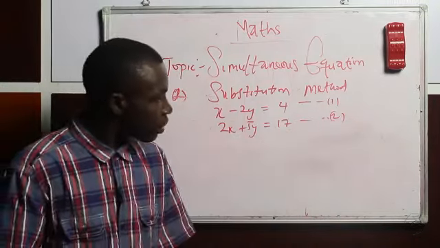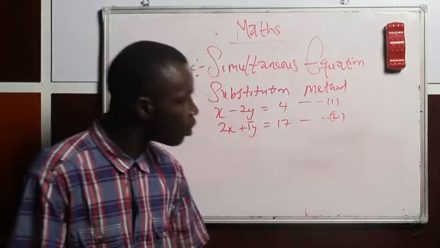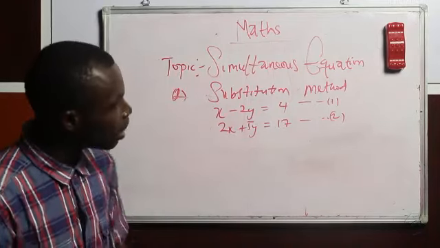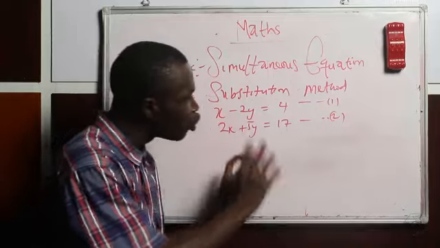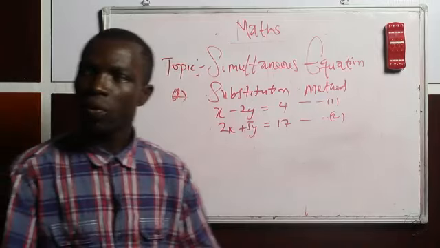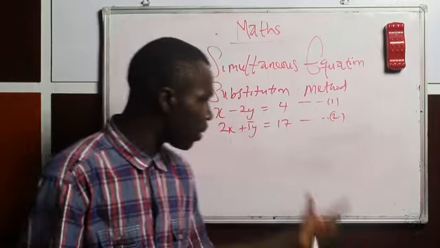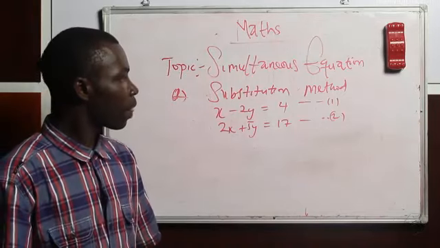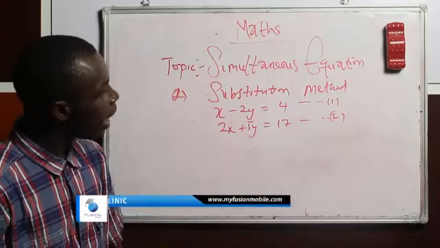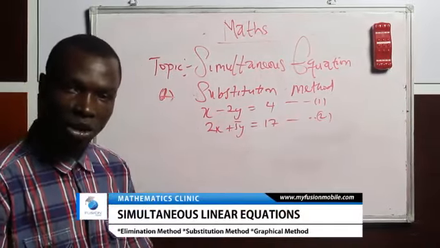This satisfies a simultaneous equation because simultaneous equations involve two linear equations with unknown variables. These variables are called x and y. Now, how do we apply the substitution method in this question?